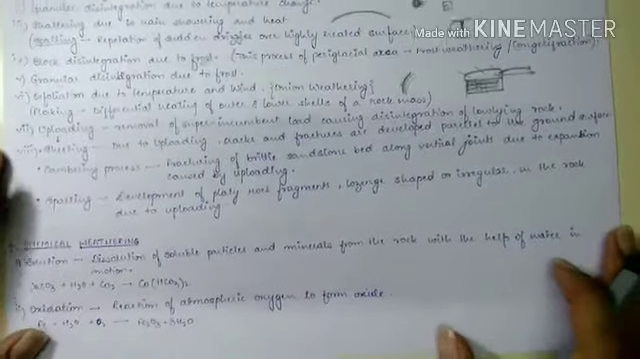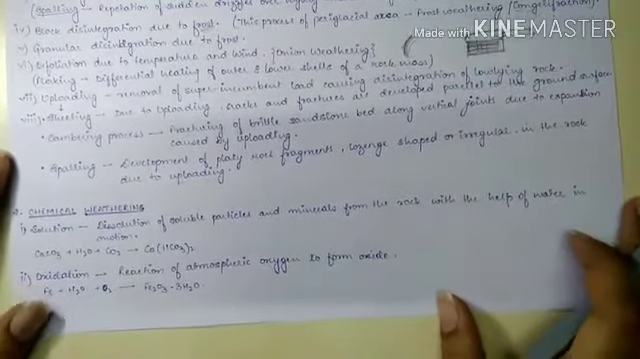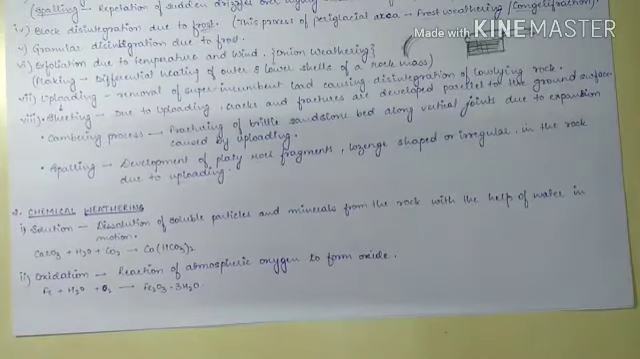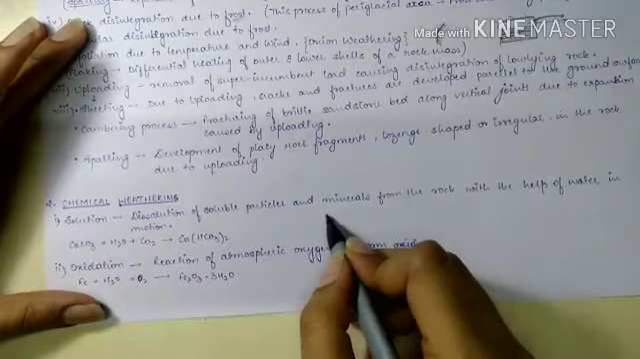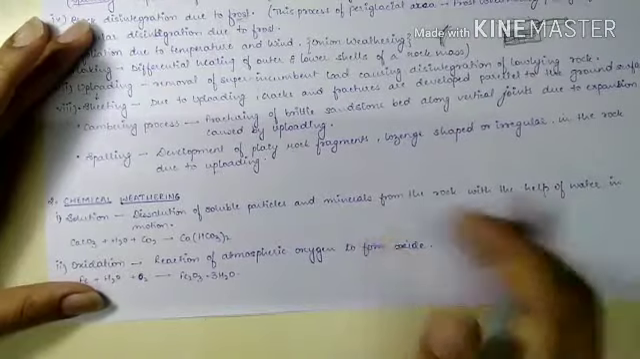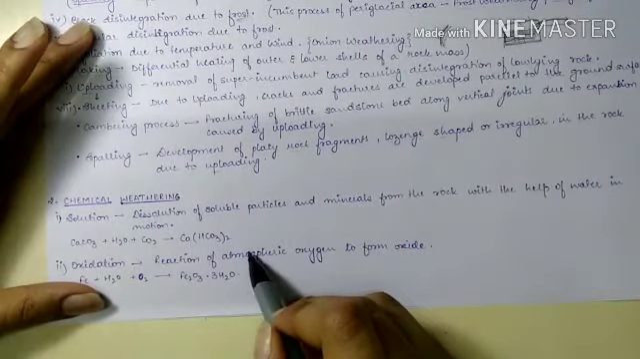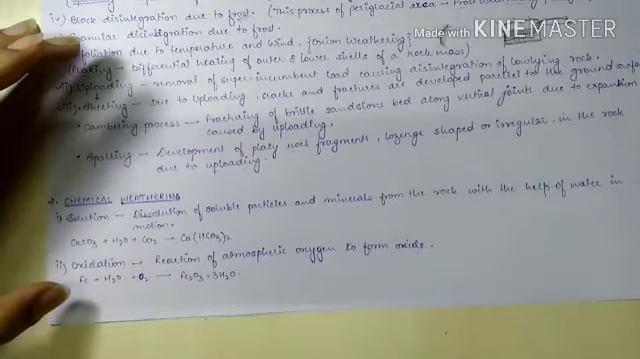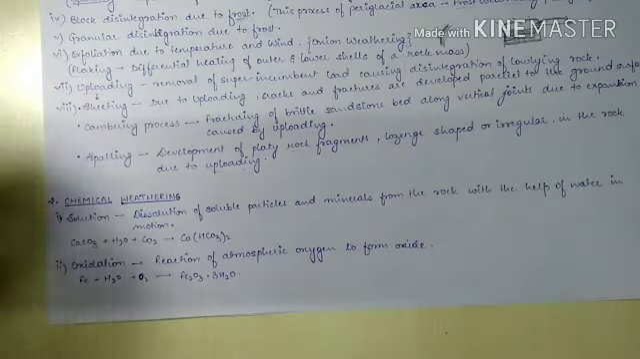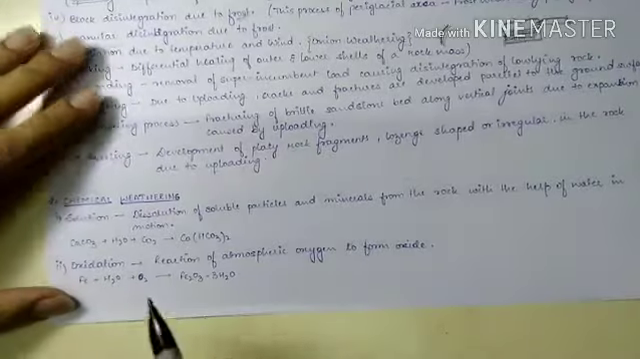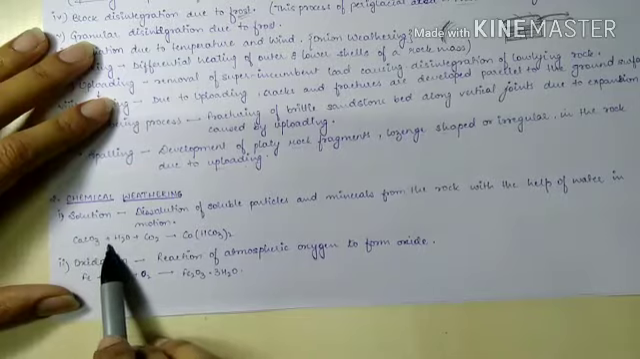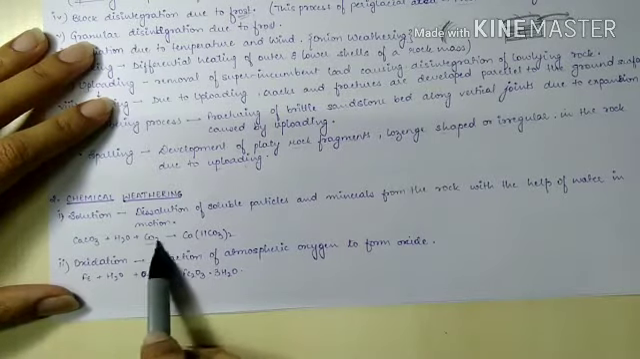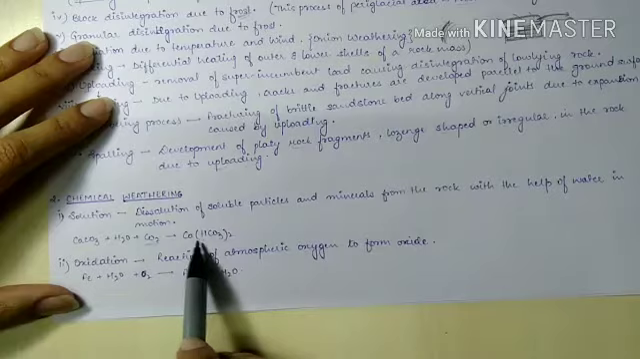Okay, now we have chemical weathering. In chemical weathering, first is solution. In solution, what happens is dissolution of soluble particles. The best example for this is limestone with water. As soon as limestone comes in contact with water and carbon dioxide, it dissolves, and because of which the layer gets weathered away. The formula for this is CaCO3 plus H2O combining with CO2 gives you Ca(HCO3)2, calcium bicarbonate.